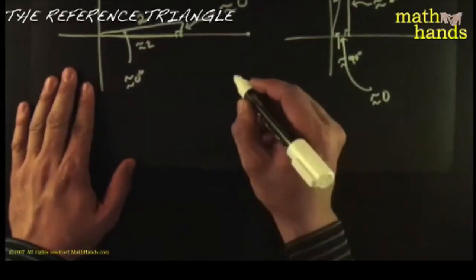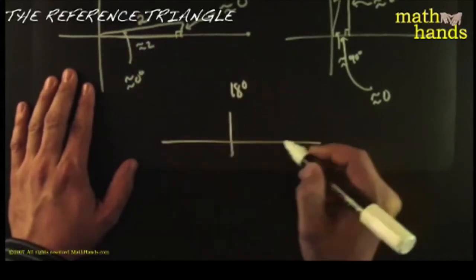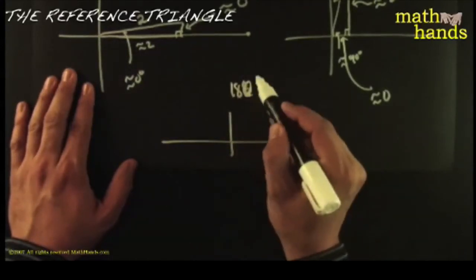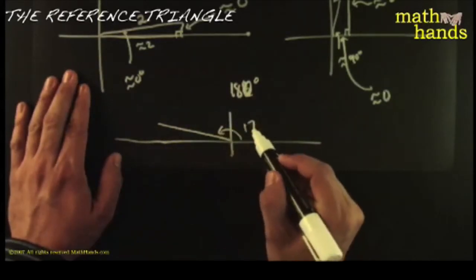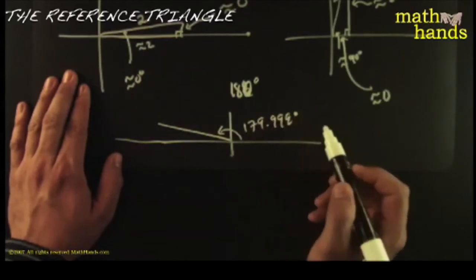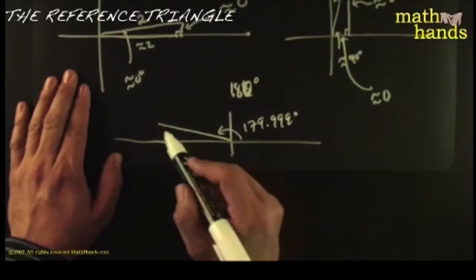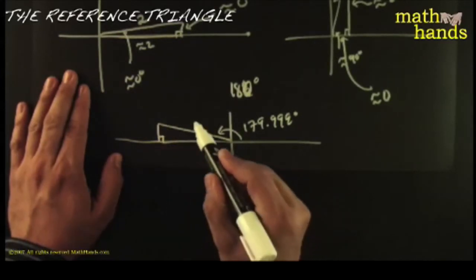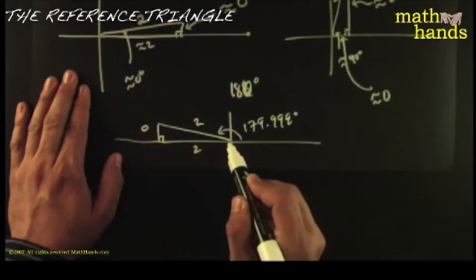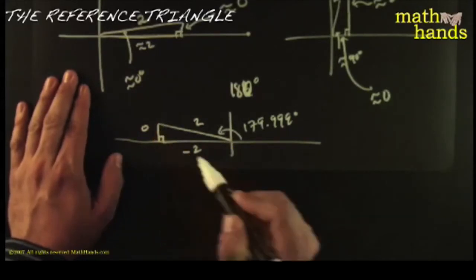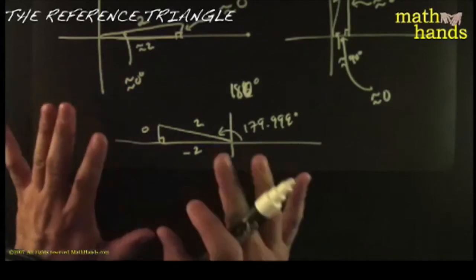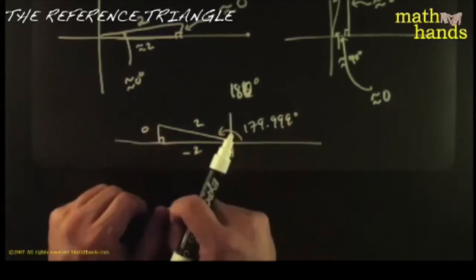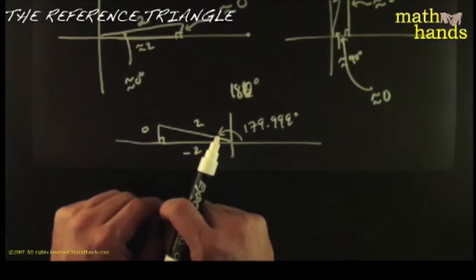Let's do 180 degrees. 180 may be a little bit troublesome, so maybe do 179.9999999 degrees. And so you draw a perpendicular to the x-axis, you make this any length you want, 2, 2, 0. Left is negative, up is positive. There's your reference triangle for 180 degrees. Okay? This section is absolutely crucial if you really want to understand the trig functions.